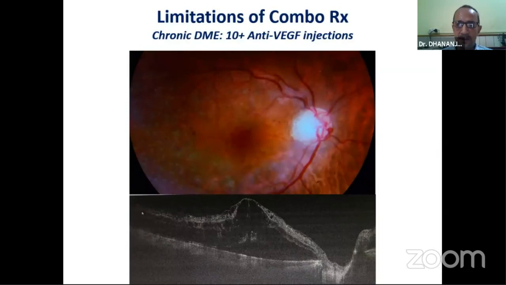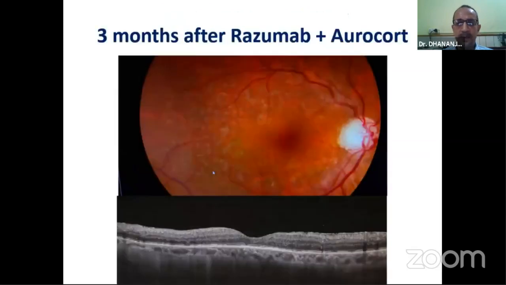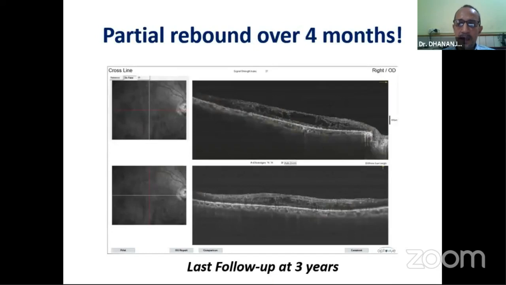And this is a patient I have given about 10 anti-VEGF injections, a very bad-looking macular edema, a full PRP done. It did dry up with the combination, but again it had a subclinical or a baseline kind of edema, and this is my last follow-up at 3 years.